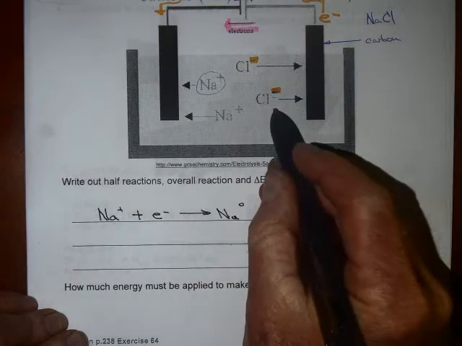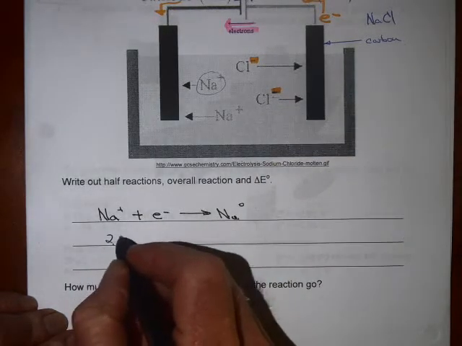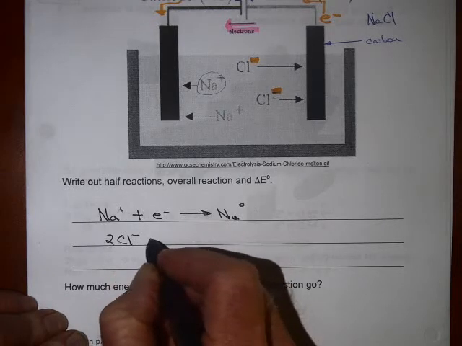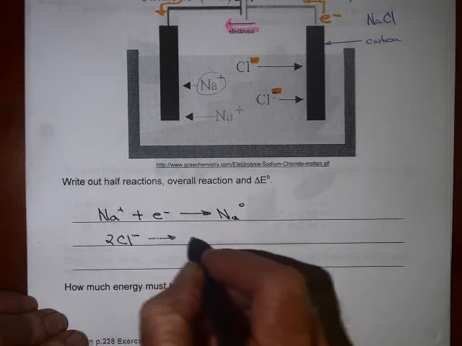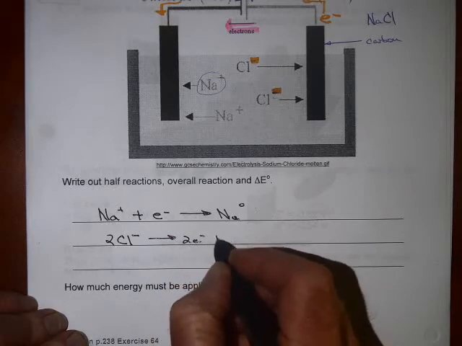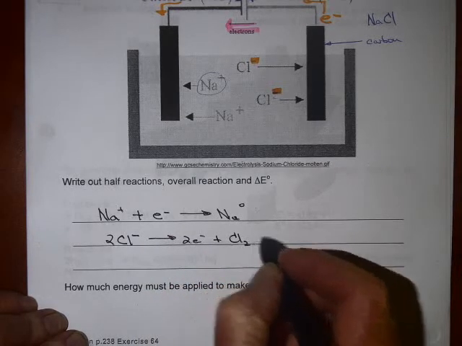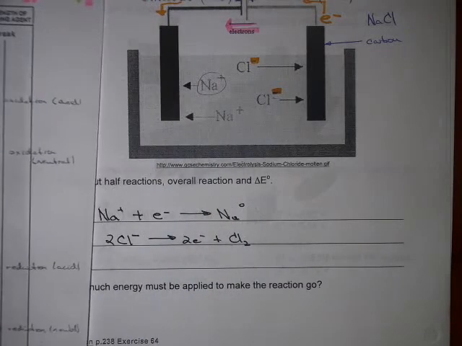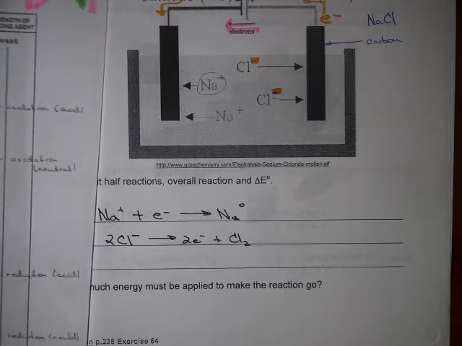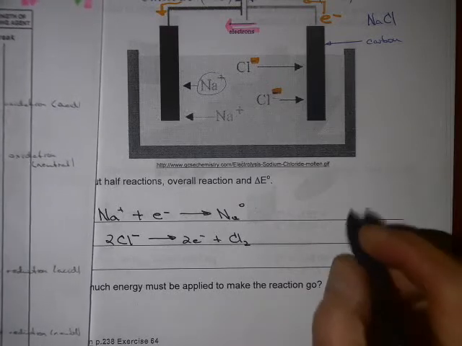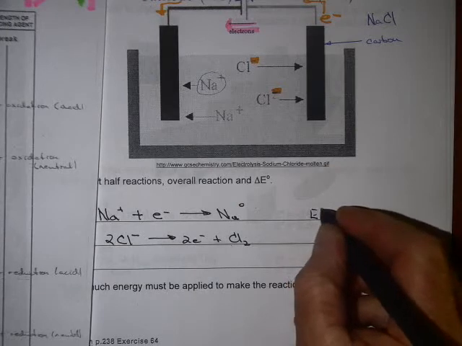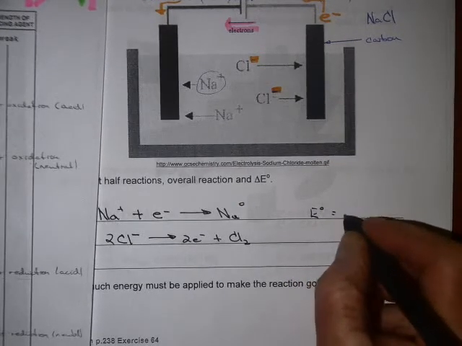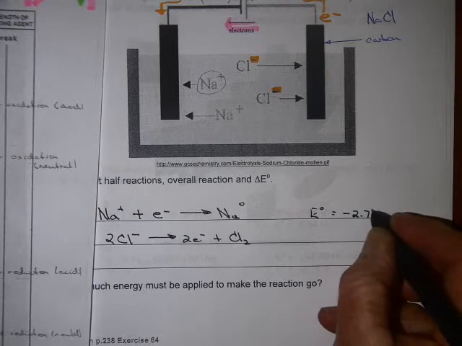What's going to happen here is the two chloride ions are going to give up their two electrons and produce chlorine gas. Okay? Now, what we want to do is figure out what the half-cell reaction potentials are for these. So sodium is way down the bottom, I know that. Okay, here it is, I found it. So E° for sodium is negative 2.71.